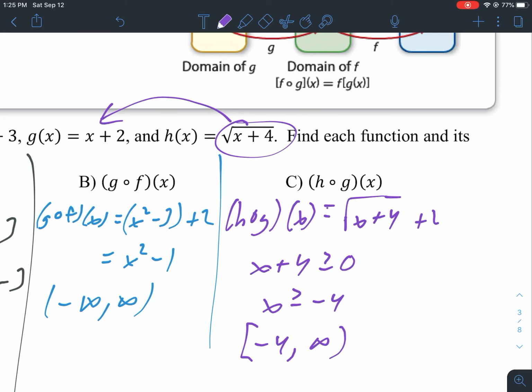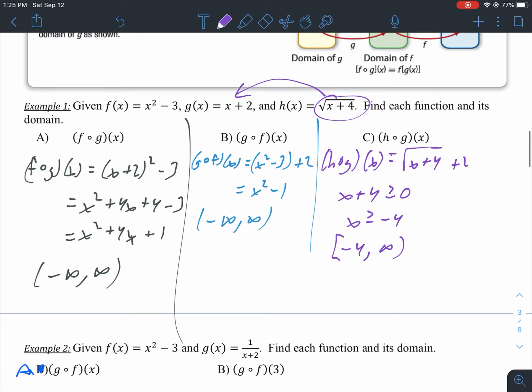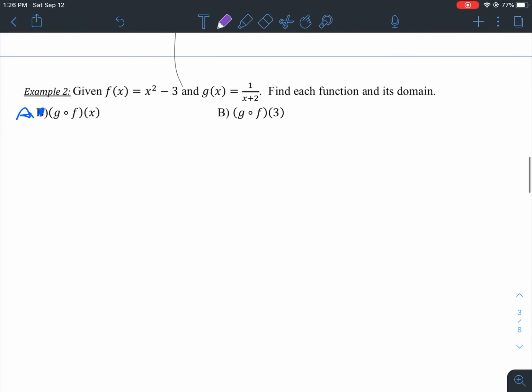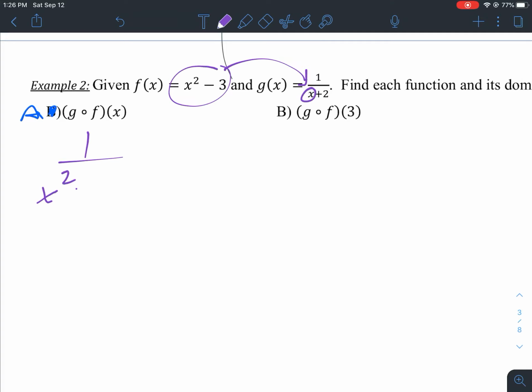So we bracket negative 4 to infinity. Okay, example 2. First one says find g of f. So we're going to take f and put that in for g, right into that x right there. So we get 1 over x squared minus 3 plus 2. So g of f of x is 1 over x squared minus 1.